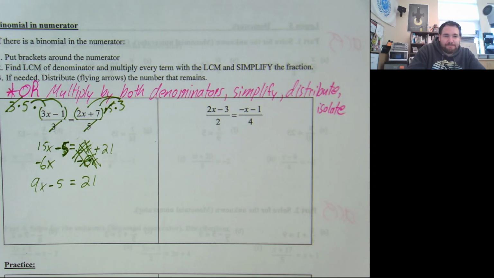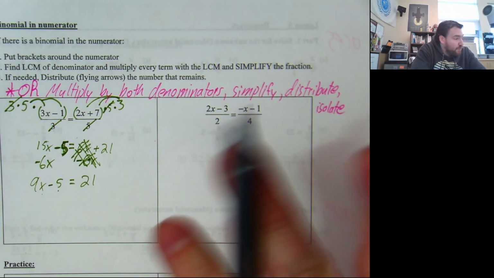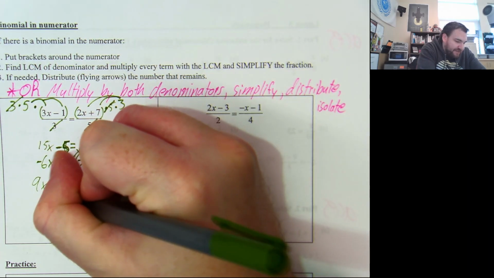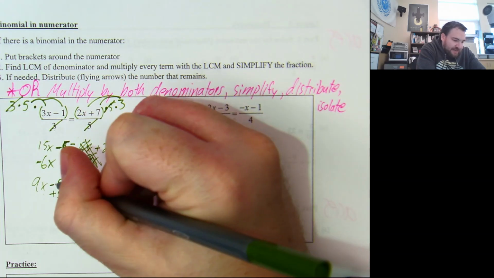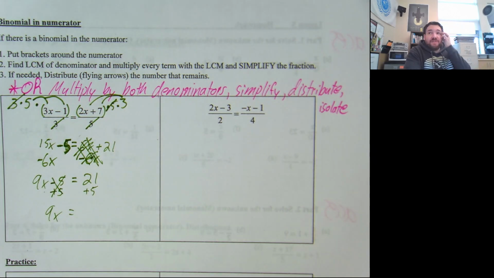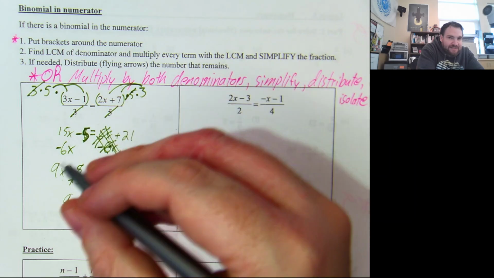So what's my next step? I've got 9x minus 5. I want to get the x's by themselves. So we're going to move over any term that doesn't have an x in it. We're going to add 5 to both sides. Negative 5 plus 5, gone. I'm left with 9x on the left-hand side. 21 plus 5 is? One more time. Sorry, Jackson. Yes, I think you were right, Jackson. Say it again. It is, in fact, 26.